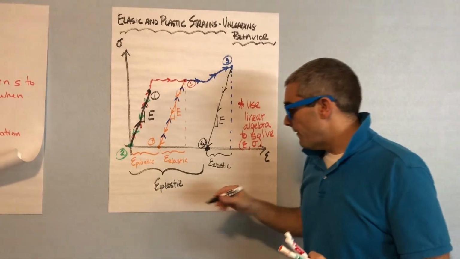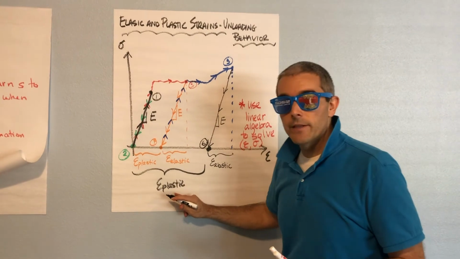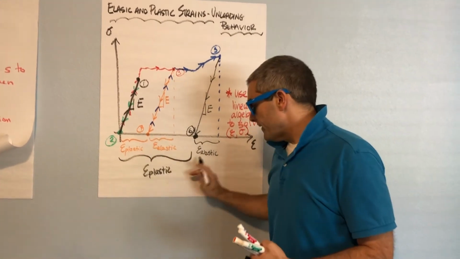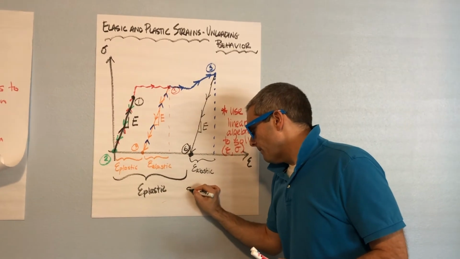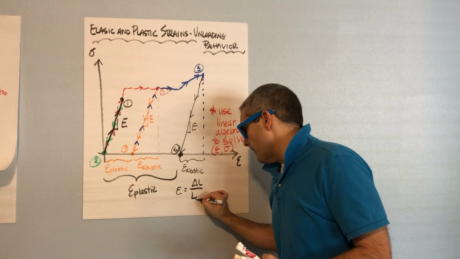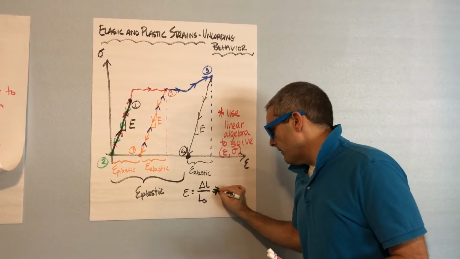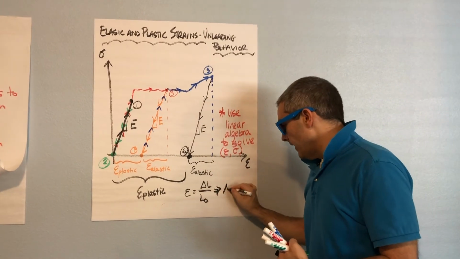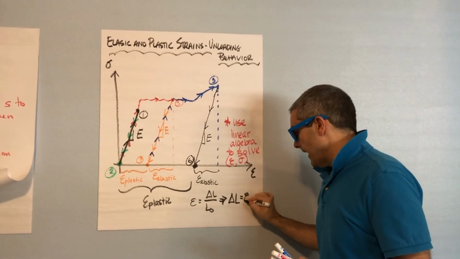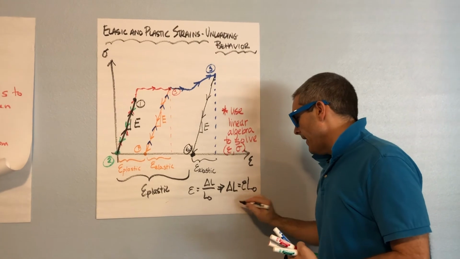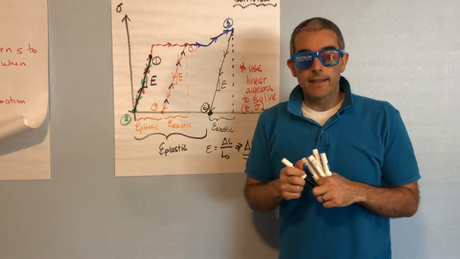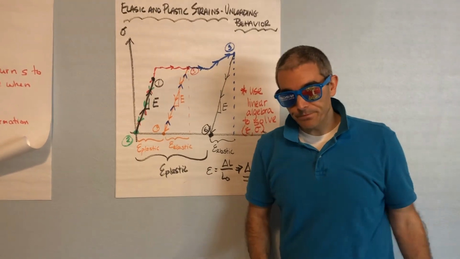Another thing that's valuable is a lot of times we want to know the deformation at a certain point. Remember, our strain is delta L over L0. So if we're interested in delta L at any point along the curve, we can take our strain, multiply it by L0 to get the amount of deformation that's occurring in our member.